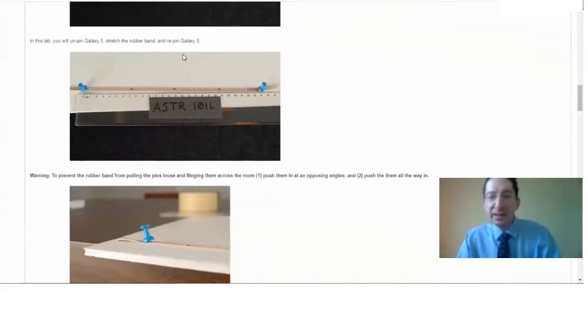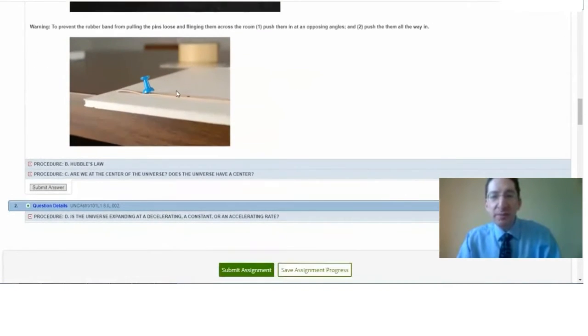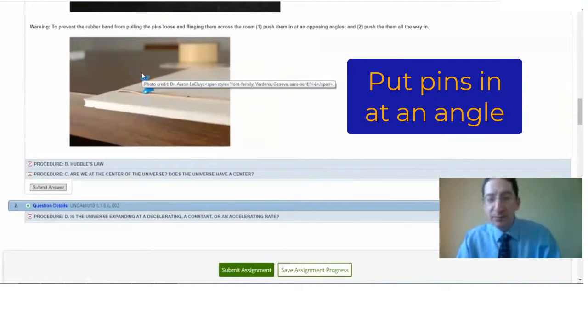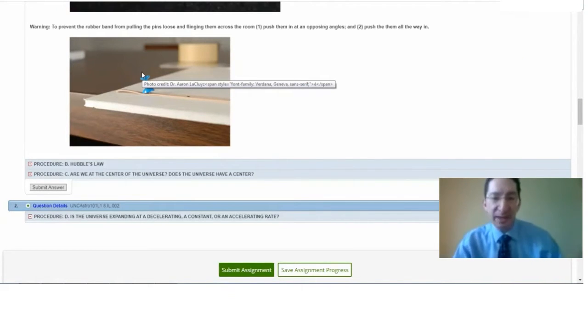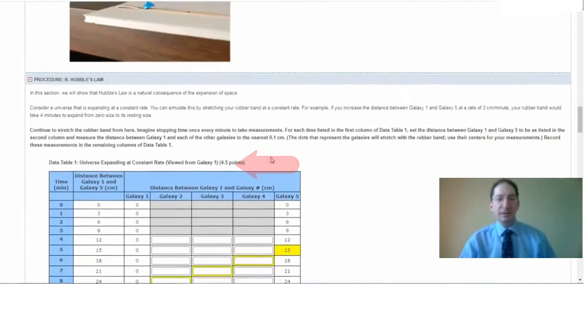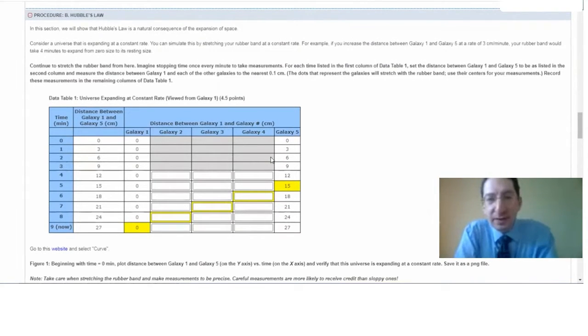Next, unpin galaxy 5 and stretch it all the way out to 27 centimeters and pin it again, just to make sure that it will hold. Now, when you put the pins in, be sure to put them in at an opposing angle. This will help prevent them from becoming dislodged and flinging across the room. And be sure to push them all the way in as well. Once you have all that ready, let's head into procedure section B.